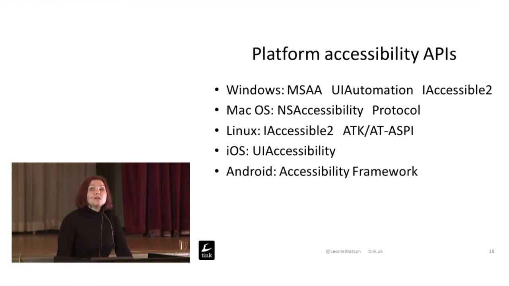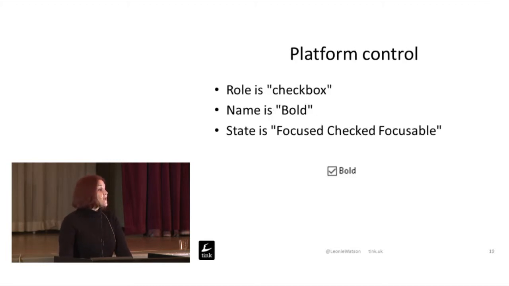So, for example, if we took a checkbox somewhere in an operating system, this one is from Windows 10, somewhere in the control panel, if an assistive technology like a screen reader were to use one of the platform accessibility APIs to discover some information about it, they'd be told that it has a role of checkbox, that its accessible name is "bold," because that's what the checkbox lets us toggle between, and that its state is focused, focusable, and checked. And that information can all be communicated by the assistive technology back to the user.